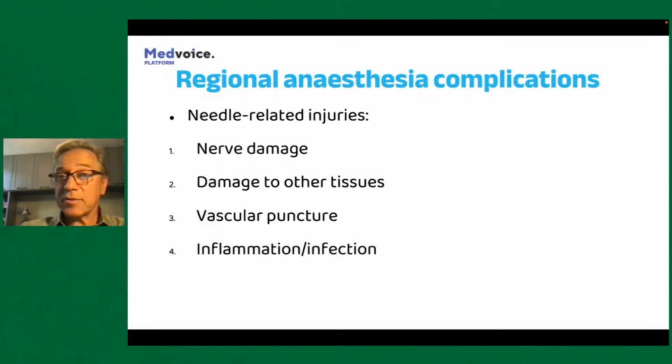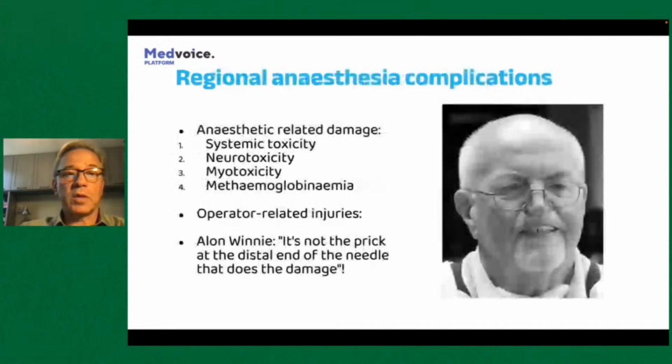What are the complications of regional anesthesia? They are nerve-related, nerve damage, damage to other tissues around it, vascular punctures, inflammation, and infection. So warn your patient about the possible nerve damage. It doesn't happen very often. Damage to the other tissues could be soreness, particularly if injecting the muscle. Vascular puncture may lead to a problem with local anesthetic toxicity, and infection is a side effect of anything that we do in medicine.